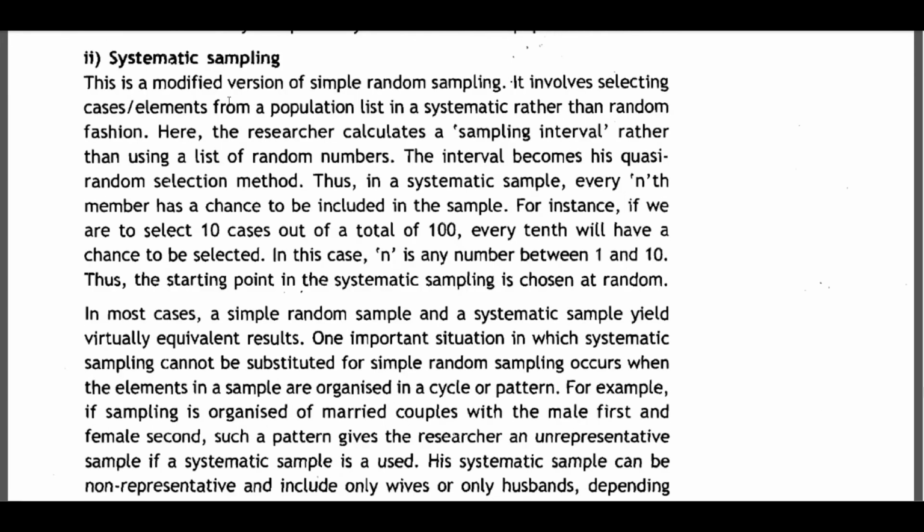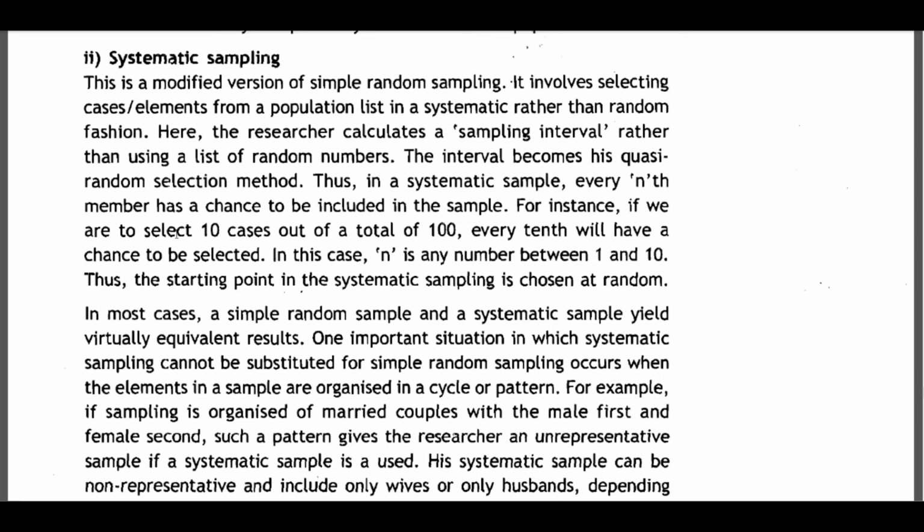Second, systematic sampling. This is a modified version of simple random sampling. It involves selecting cases or elements from a population list in a systematic rather than a random fashion. Here the researcher calculates a sampling interval rather than using a list of random numbers. The interval becomes his quasi-random selection method. Thus, in a systematic sample, every nth number has a chance to be included in the sample.